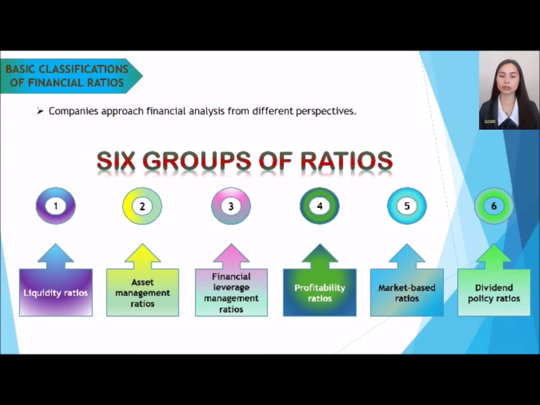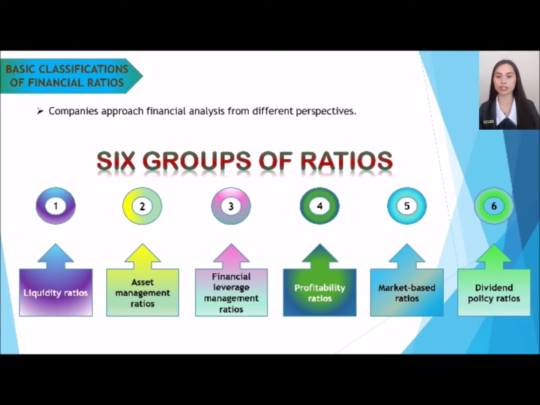So there are 6 groups of ratios. First is liquidity ratios, which indicate a firm's ability to meet short-term financial obligations. The next is asset management ratios, which indicate how efficiently a firm is using its assets to generate sales.